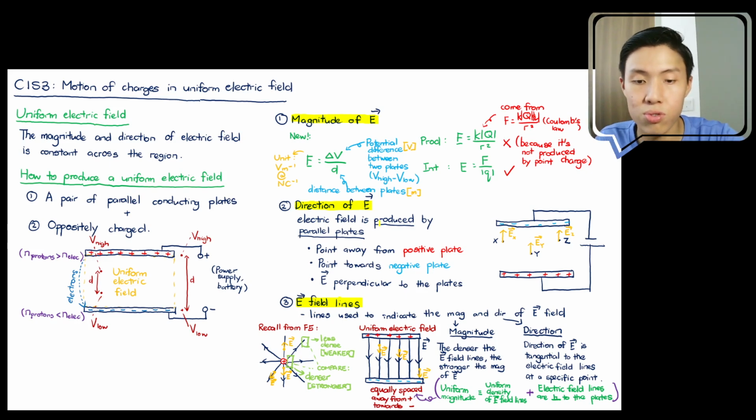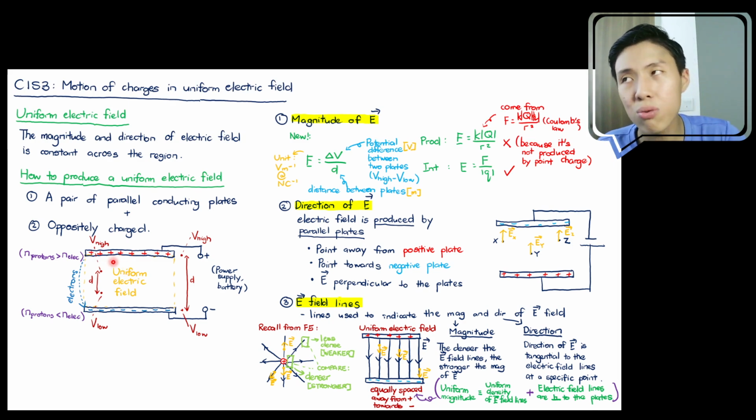Okay, so to sort of wrap it up, we learned about uniform electric field. How do you produce it? You need to fulfill two requirements: you have a pair of conducting plates, and the pair of conducting plates must be arranged in a parallel arrangement. If you have opposite charges on these two plates, one plate positively charged and one plate negatively charged, you are able to produce a uniform electric field in between these two plates.